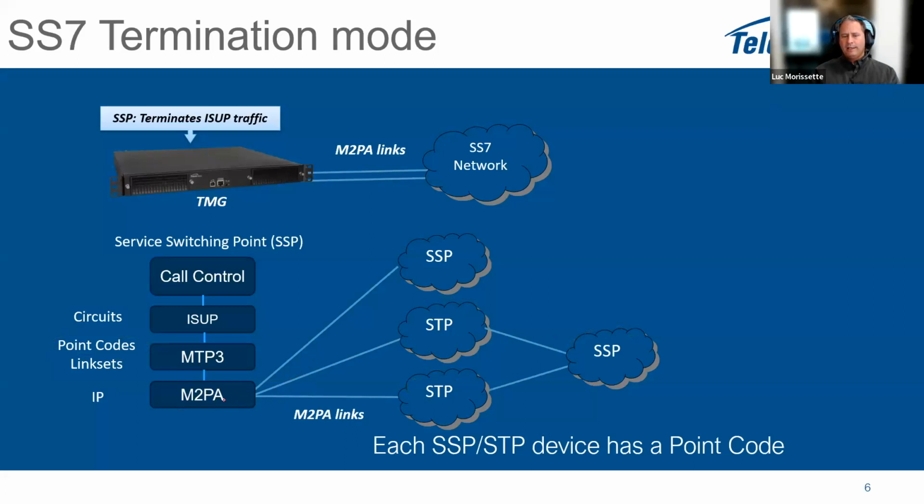The M2PA link can be connected straight to another SSP system. So then you can make calls straight end to end, or you can connect them to STPs. And in that case, these STPs have connections to multiple SSPs here, and you can send data to one STP, and then it can be routed to one or the other SSP in the network. Okay? For these devices, the configuration is the same. It's sending to an STP or SSP.